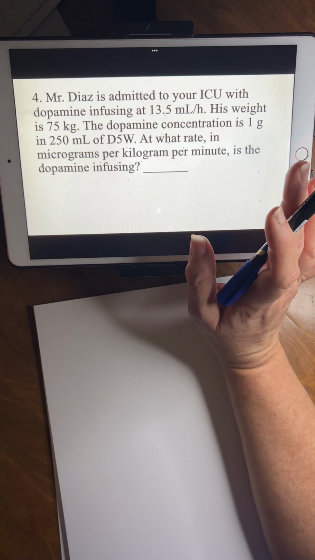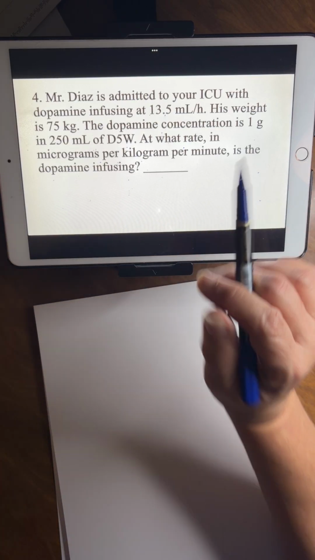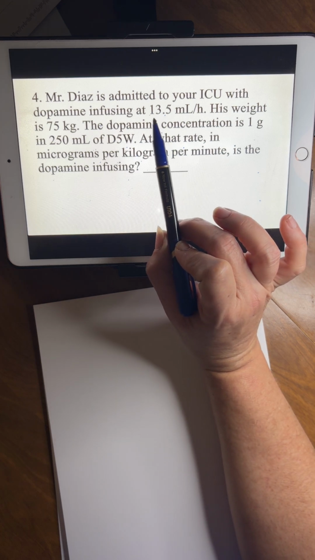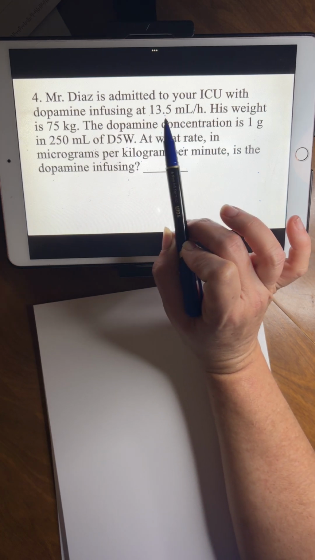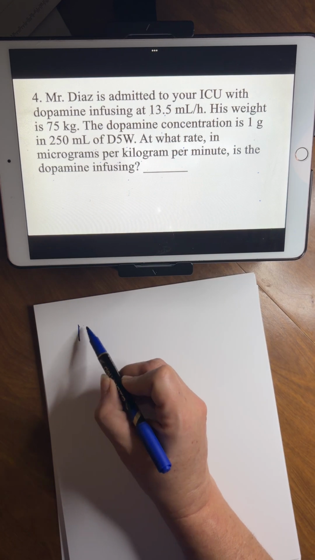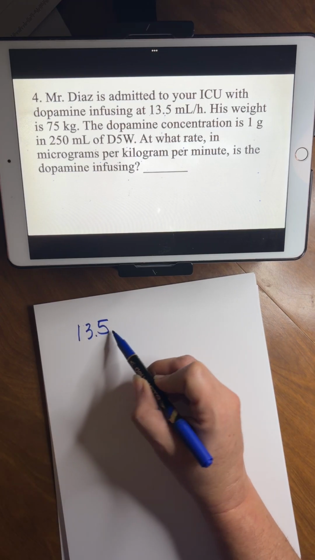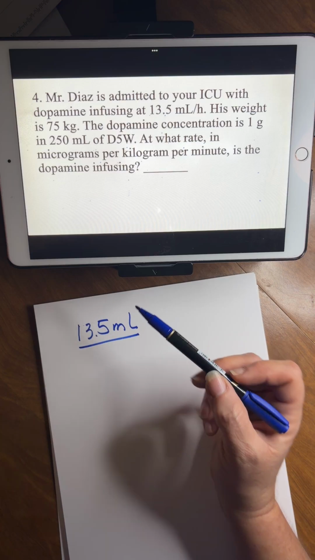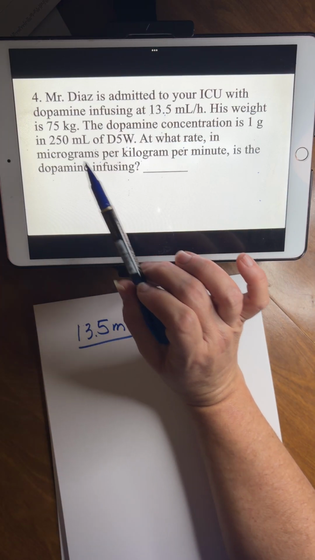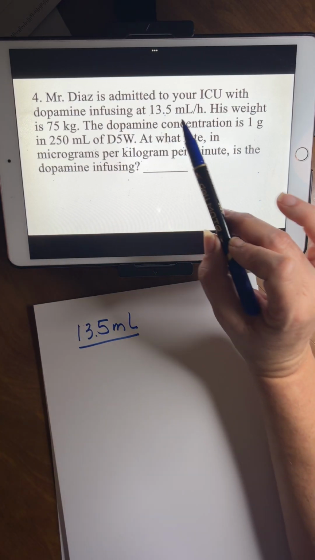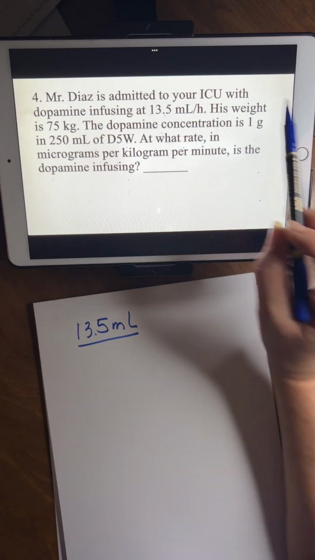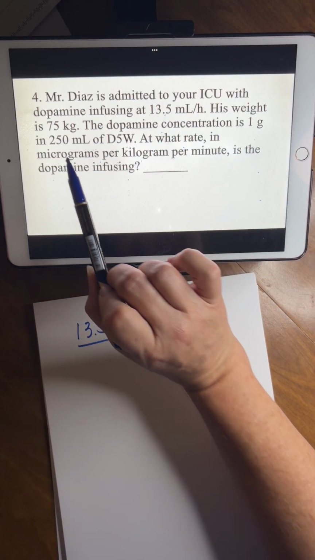Don't lose your mind yet. It's going to be all right. What we know is Mr. Main, the physician, wants it going at 13.5 milliliters. What do I have that's milliliters? Because we've got to find out how many milligrams he's getting at that milliliter. That's why we're doing this. What do I have that's milliliter?